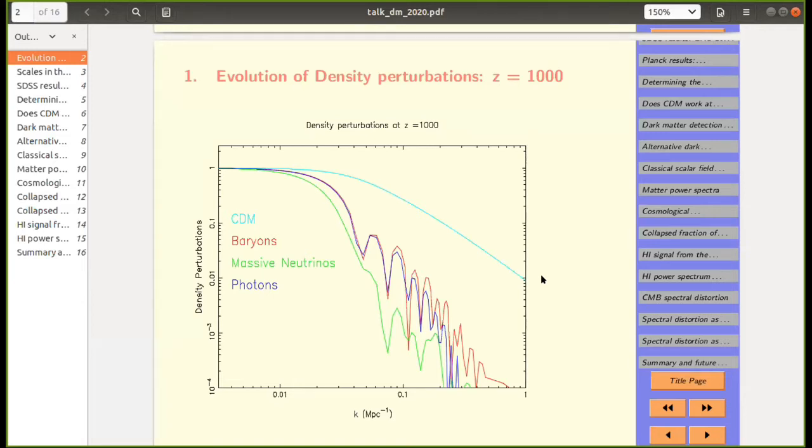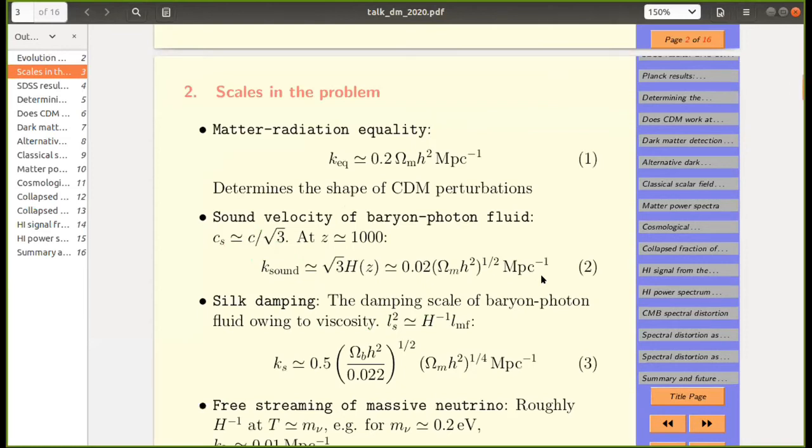If that is the model we have, it is good to review the scales in the problem, and we are going to introduce more scales as we go on. One is matter-radiation equality, which completely determines the shape of CDM perturbations. If you just focus on CDM perturbations, the matter-radiation equality scale suffices. The next scale is the sound velocity of the baryon-photon fluid. It is much larger, and I will not discuss it much in this talk, but if you had a baryonic component of dark matter, it would become important. It would be the sound velocity in that component.